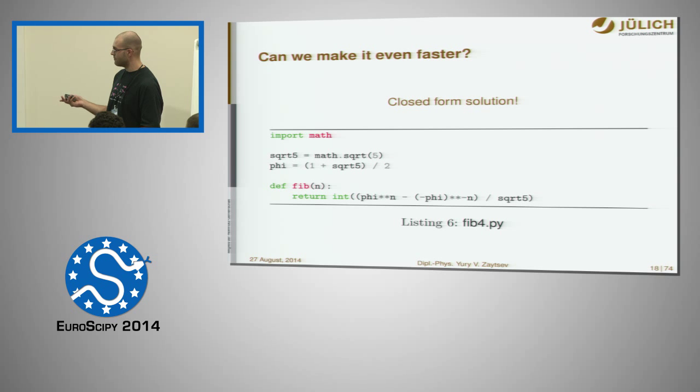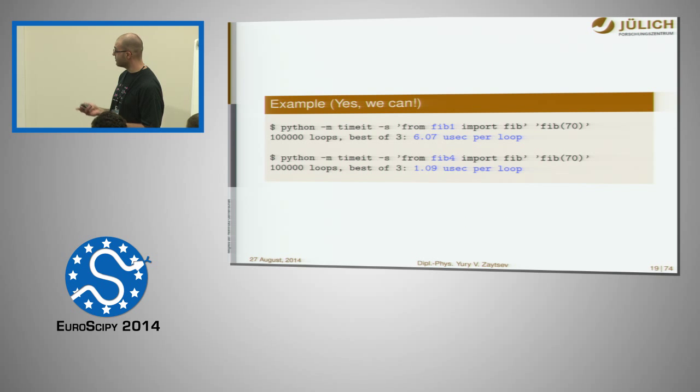And so that is a matter of just computing this coefficient and then computing phi to the power of n minus phi to the power of minus n, dividing it by the magic square root of 5, and you're done. So if you benchmark this, you will see that this solution is 6 times faster than the fastest version that we had so far.